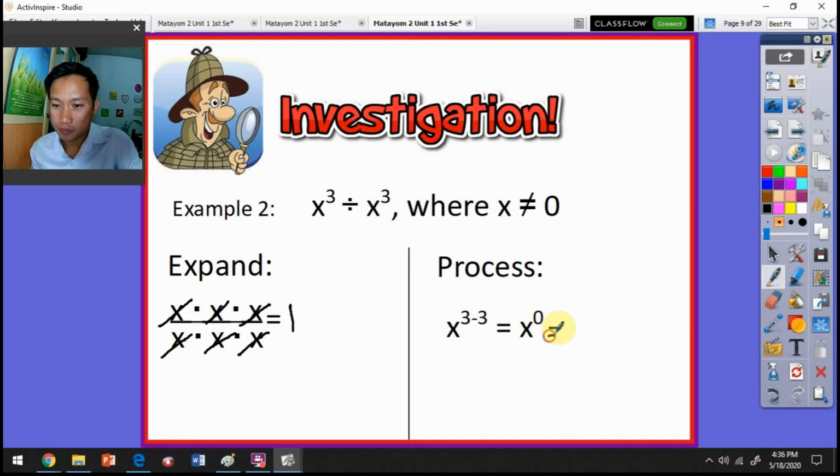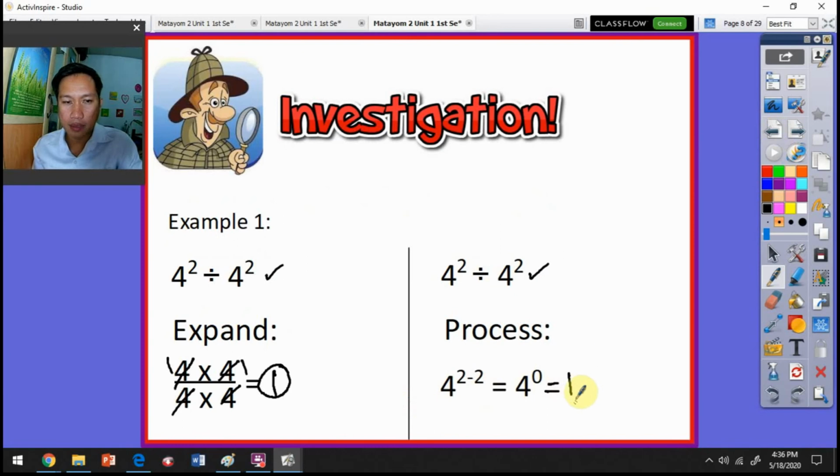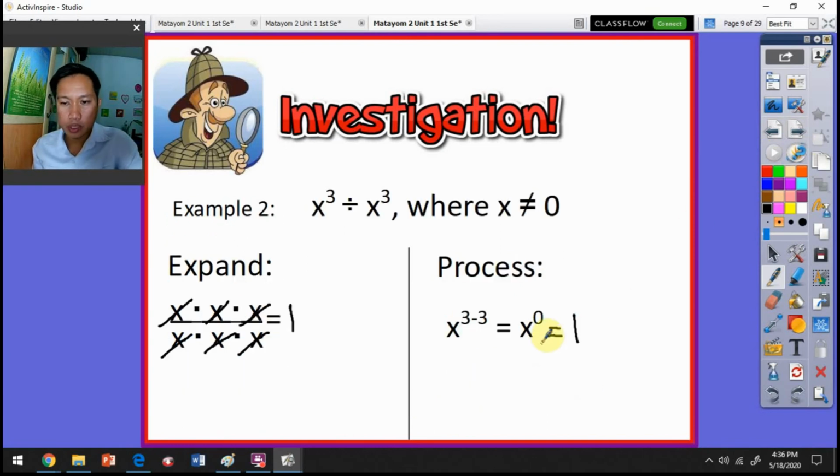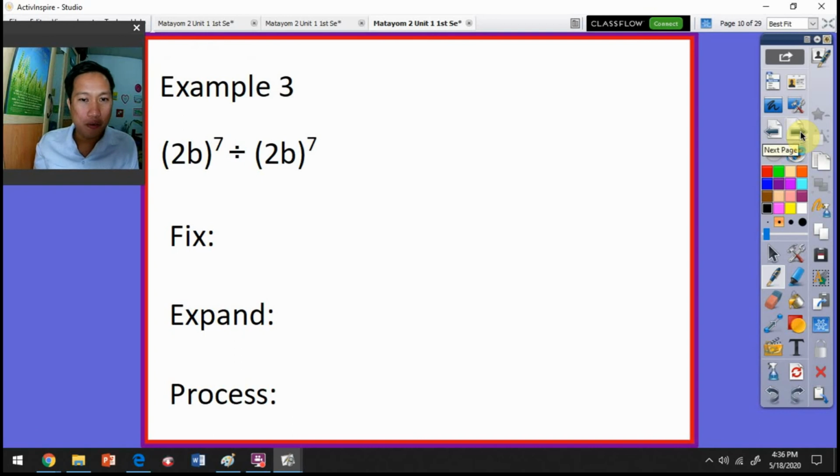So the first example that we have here has the same result as our second example. Whether it is a number or a variable, it has the same result when the exponent is equal to 0. That's why when the exponent is equal to 0, the result is equal to 1. Now let's have our first example.